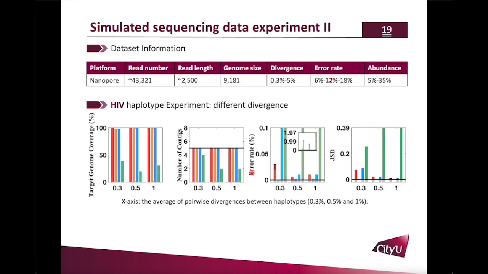The second simulated experiment has datasets containing 5 HIV haplotypes. This experiment is to investigate the limited divergence for HaploDMF to reconstruct the complete haplotypes, and we found that the limited divergence is about 0.3%.